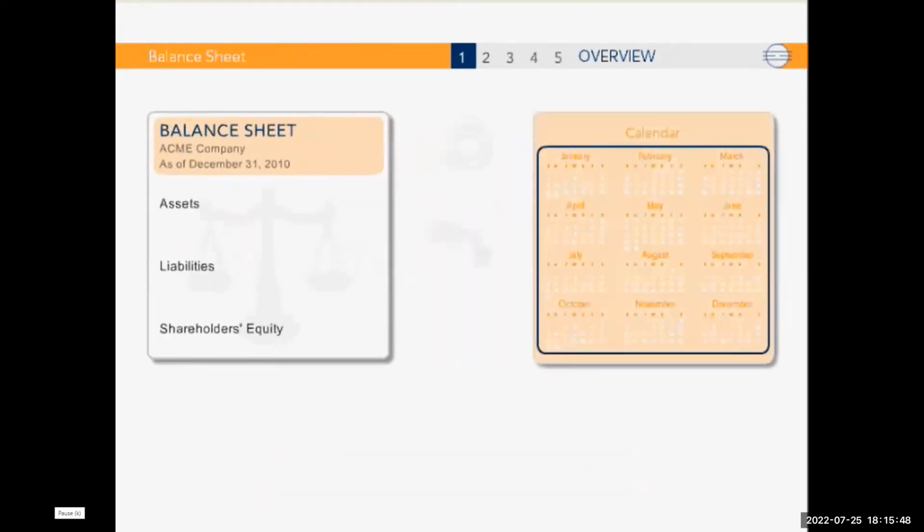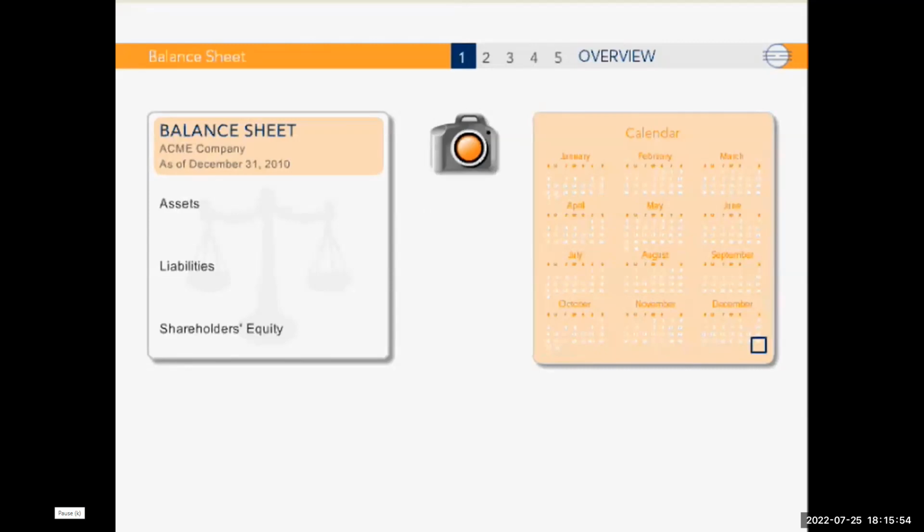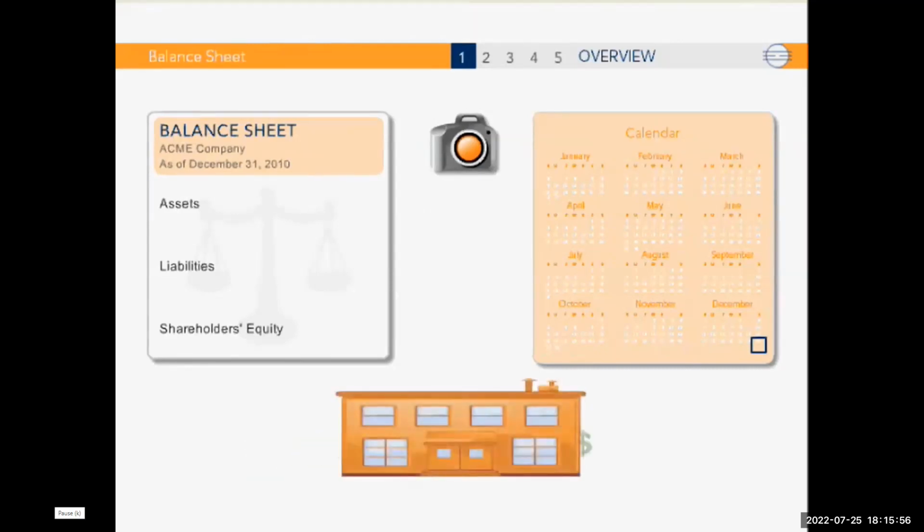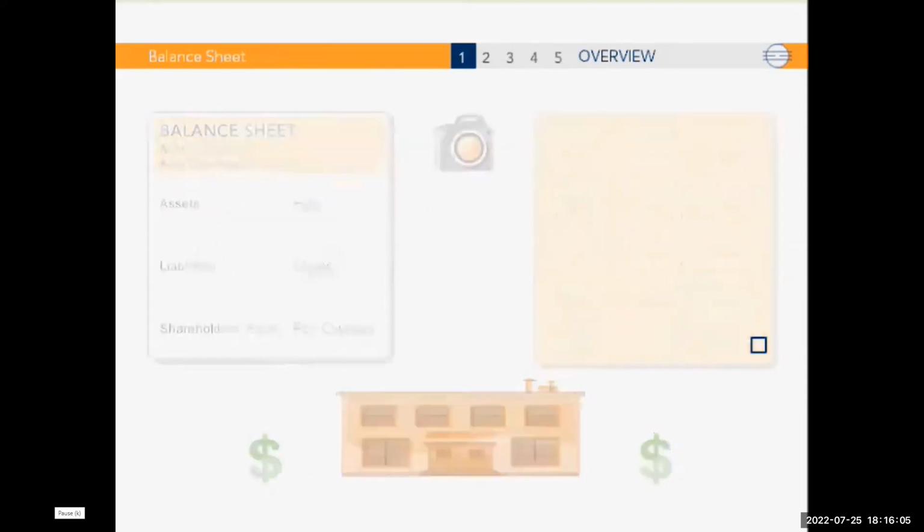In contrast to the income statement that records transactions in time like a video camera, the balance sheet is like a still camera, showing the company's financial state at a given moment. It provides a snapshot in time that can be used to determine how much the company currently has, how much it owes, and what is left for the owners.